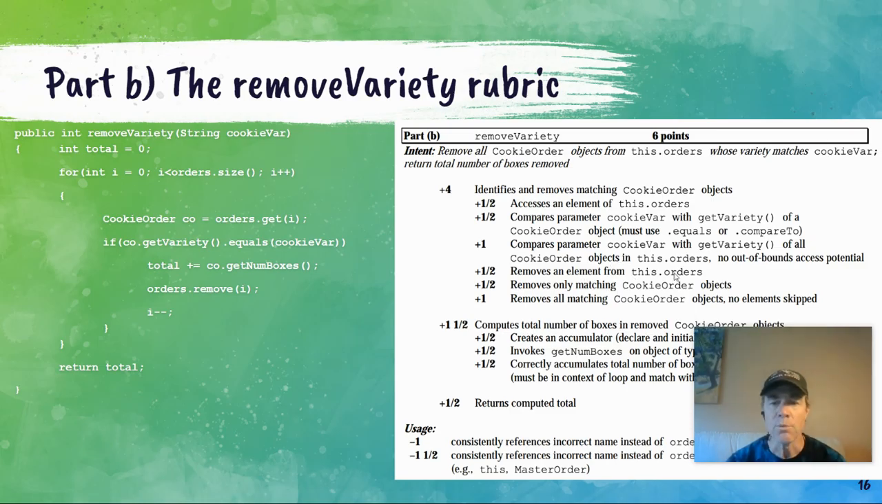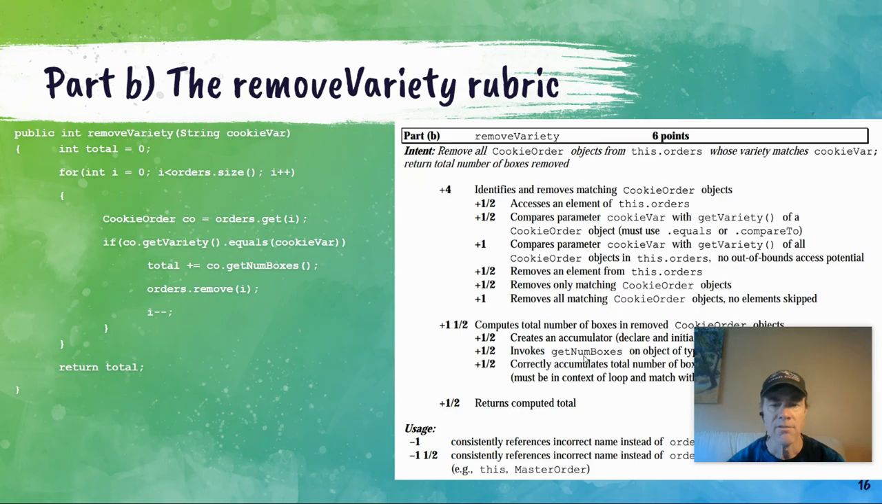Missing a open curly brace, so that's an issue. Removes all matching cookie order objects and no element skip. That's the minus minus part. So I think I'll get a point for that. Lastly, a point and a half if I create the accumulator. There it is, total, that I call the get num boxes. Do that, get a half point for that, and then add it all up. That's all good, and I get a half point if I return it, and sure enough I do.